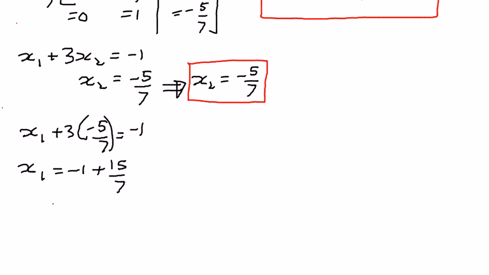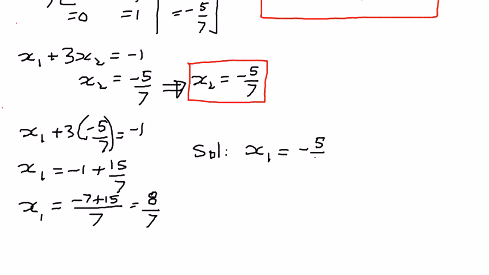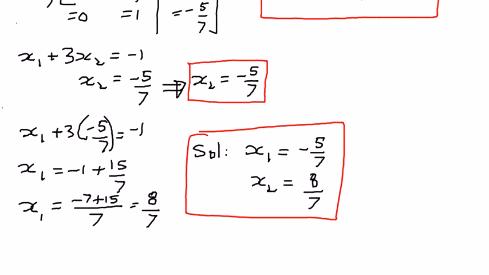So in here now, we can take a common denominator. 7 is a common denominator. Negative 7 plus 15 is going to be equal to positive 8 over 7. Therefore, the value of x1 is 8 over 7, and the value of x2 is negative 5 over 7. Therefore, the solution we are looking for is x1 equal to 8 over 7 and x2 equal to negative 5 over 7. Okay? So this is the way we solve this system of linear equations using the Gaussian elimination method.